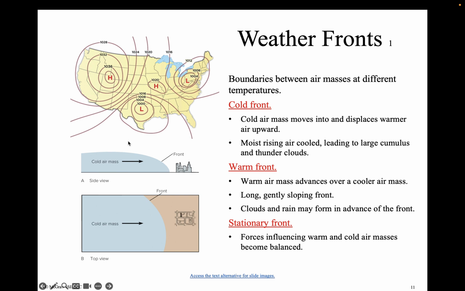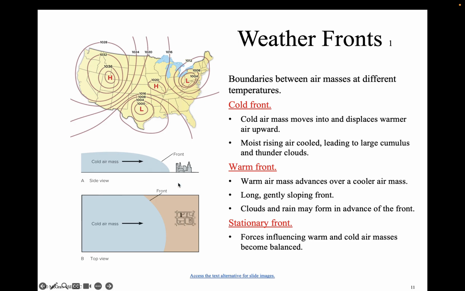The opposite sort of happens with the warm front. The warm front occurs when the warm air mass advances over a cooler air mass, okay? And in the process of moving over a cooler air mass, you form sort of a long and gently sloping front. So it's not as bubbly like as the cold front, okay? It's more of a slope. It's more of a diagonal slope and less rounded slope here. Okay.